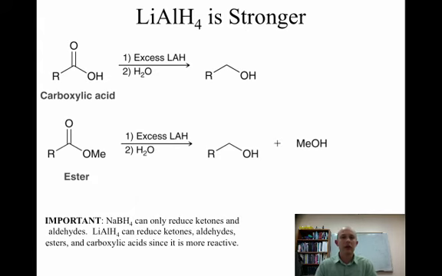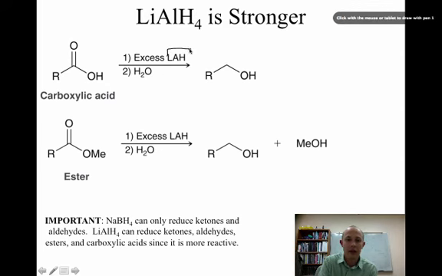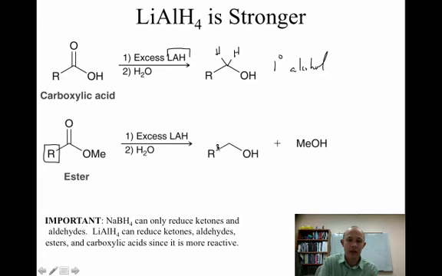Okay. Lithium aluminum hydride is much, much, much stronger than sodium borohydride. We can use lithium aluminum hydride, which is often abbreviated LAH, to reduce carboxylic acids to primary alcohols. So we're getting 2 hydrogens from lithium aluminum hydride here. Or we can reduce esters even to primary alcohols. The only thing that's left is the R group gets transferred, right?